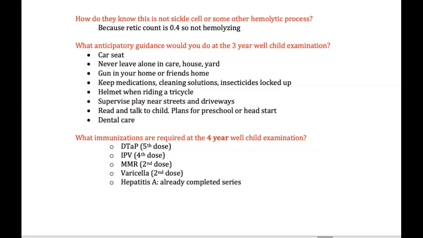How did we know that this was not a sickle cell or some other hemolytic process? Because the retic count is 0.4, so he is not hemolyzing.